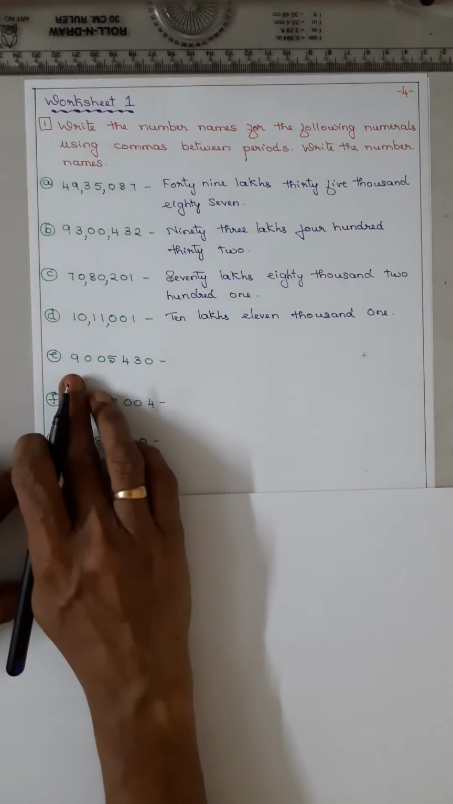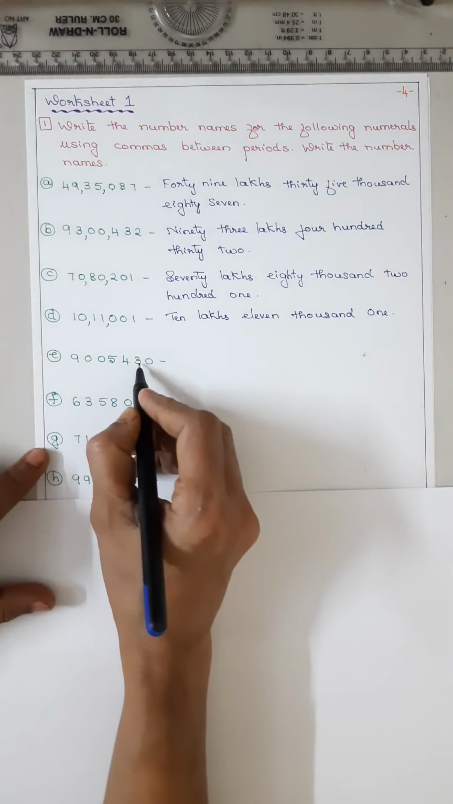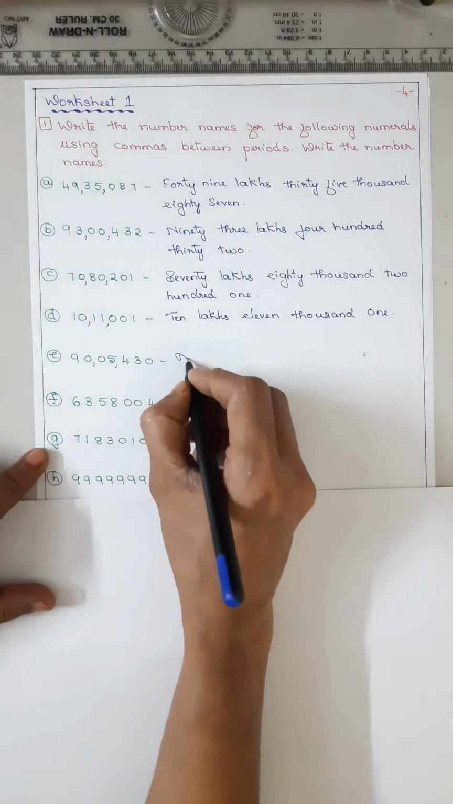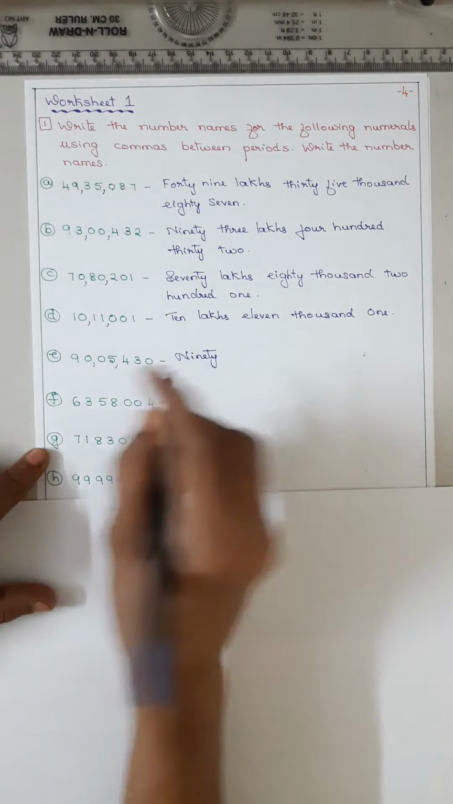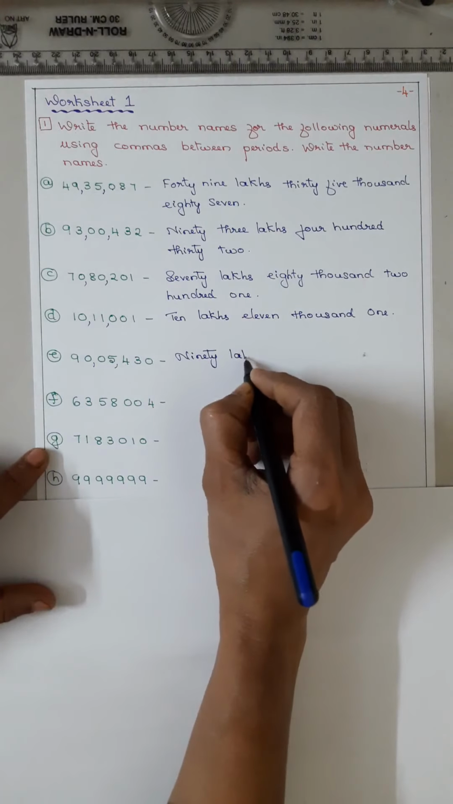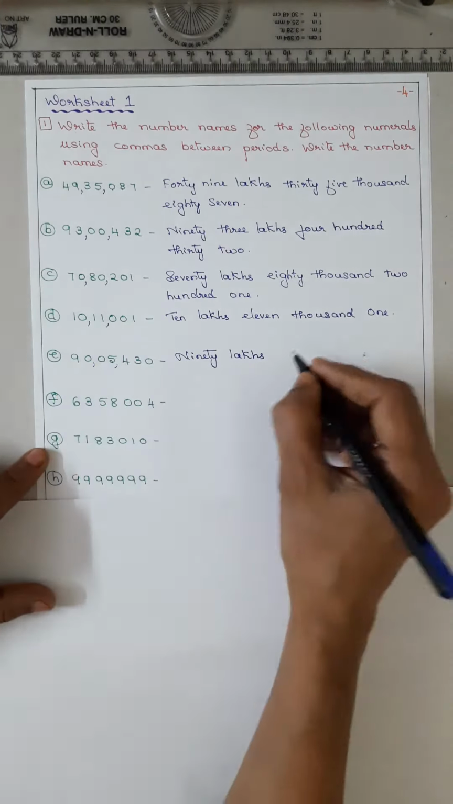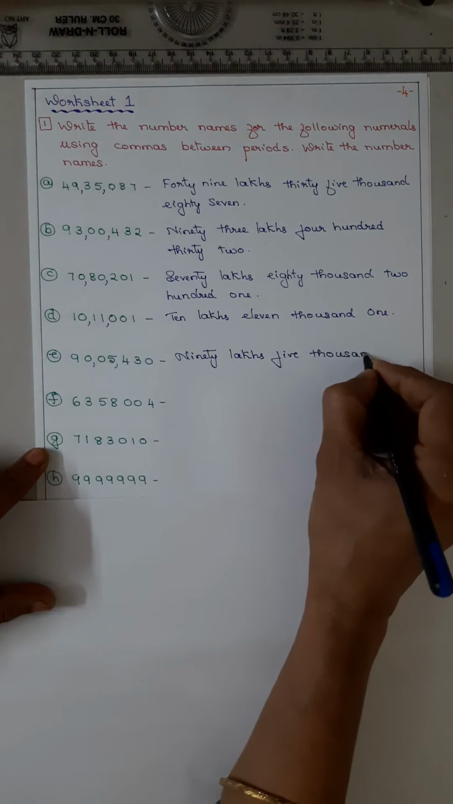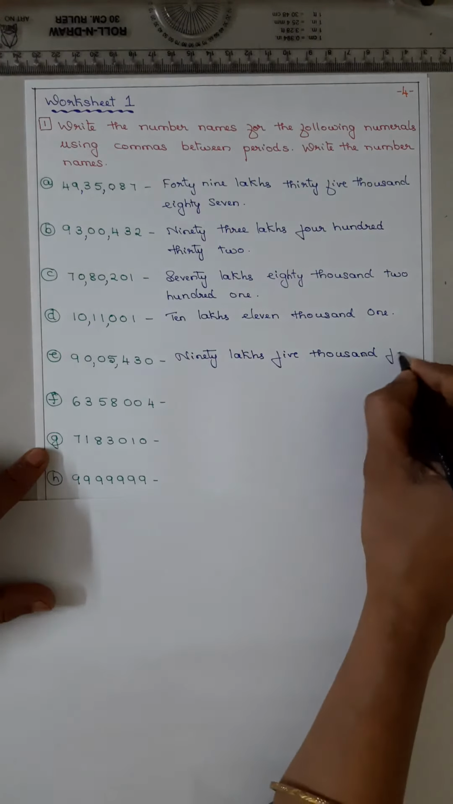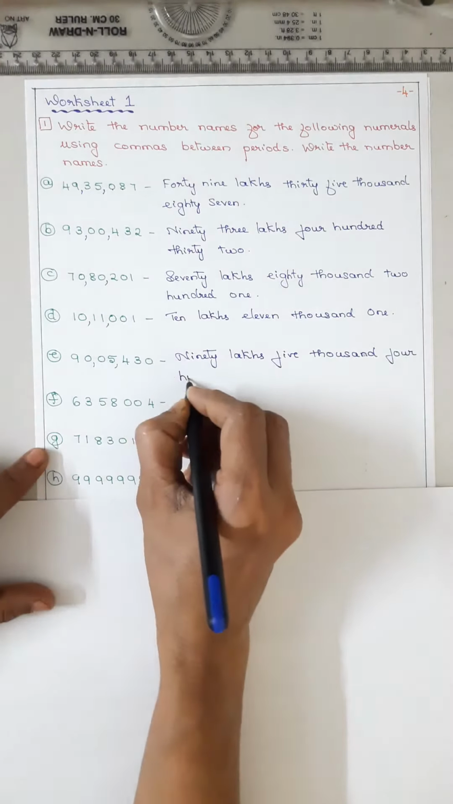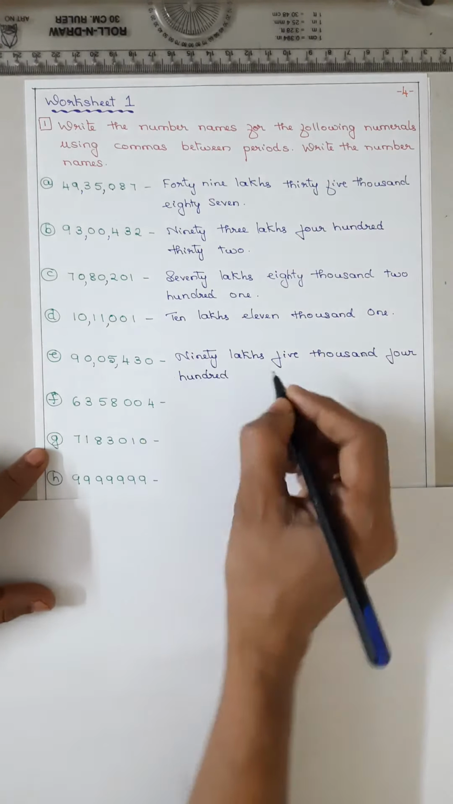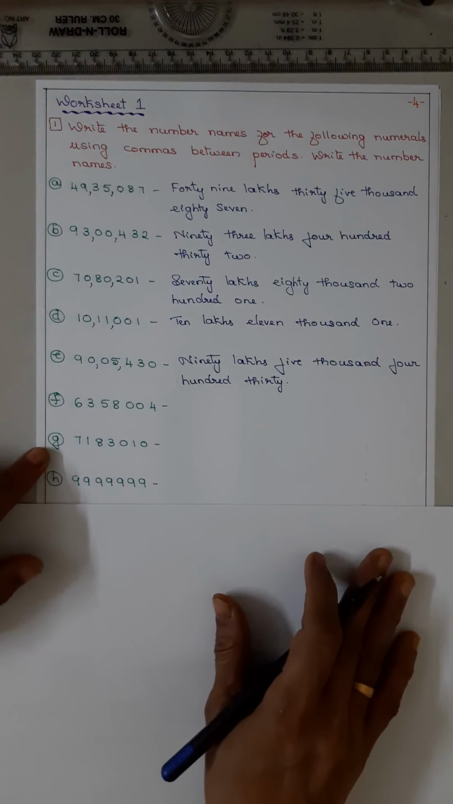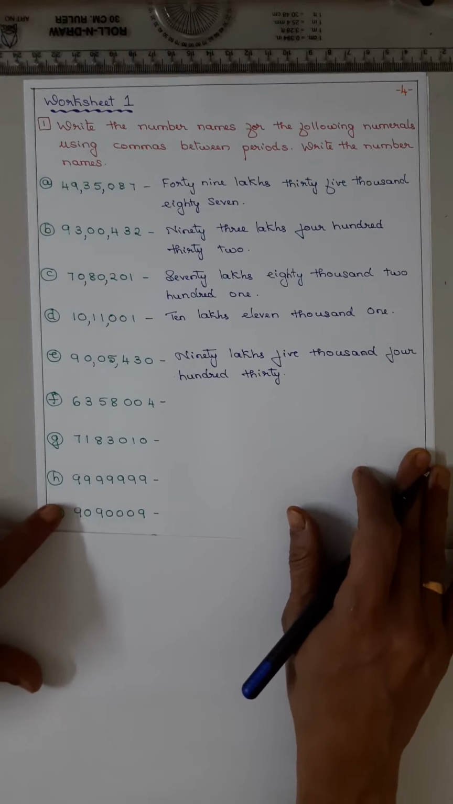Now coming to question number E. 1, 2, 3, comma 1, 2, comma. So 90. Which period? Lakhs. This is 5. Which period? Thousands. 430. Hope everyone is understanding.